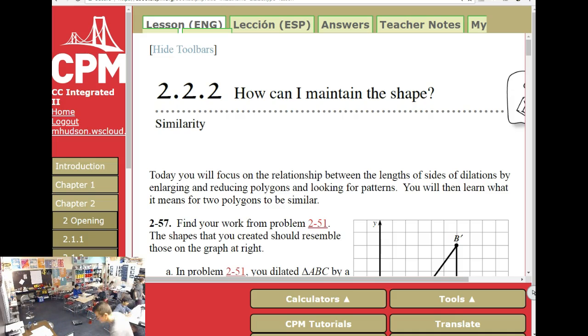Where is the graph paper? I should know. Multiple places. I should know by now. Where?